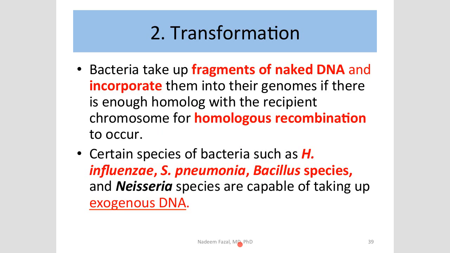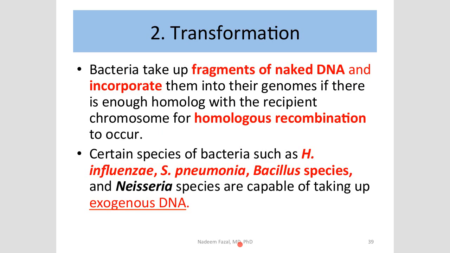So there is DNA running around, the bacteria pick it up, and some bacteria are very good at uptake of that DNA. And these are the most important bacteria: Haemophilus influenzae, Streptococcus pneumoniae, Bacillus species, and Neisseria. They are very capable of taking up exogenous DNA. So DNA is loose in the environment, and they will grab this DNA and put it into their sequence.